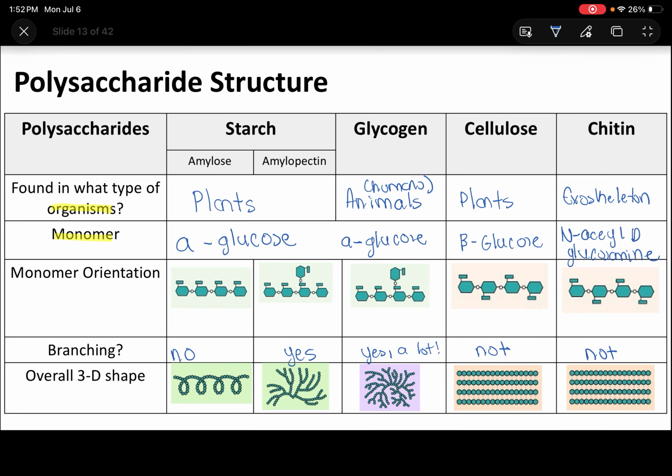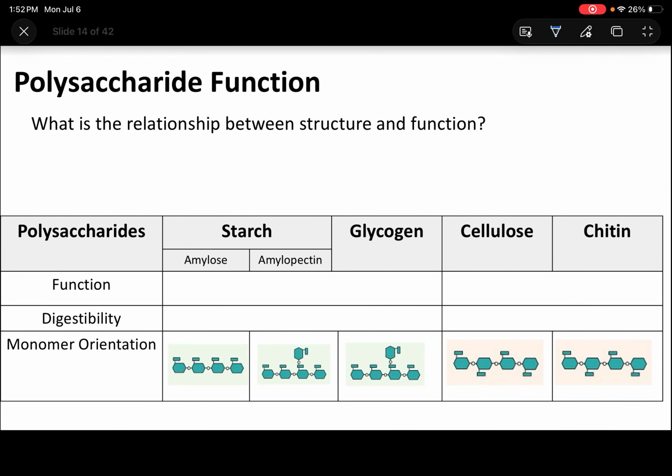Now, how does this relate to its function? Let's first talk about the two that are made of alpha glucose, starch and glycogen. The function of both of these is going to be the same. It is primarily energy storage. This is why we see a heavily branched polysaccharide, right? Lots and lots of branches can fit these molecules of glucose all together and store lots and lots of energy. Now, we eat a lot of starches. I love a potato. We also get a lot of energy in our glycogen.